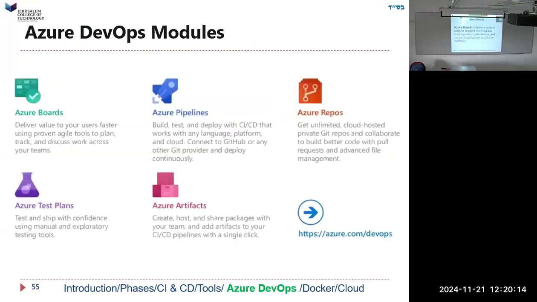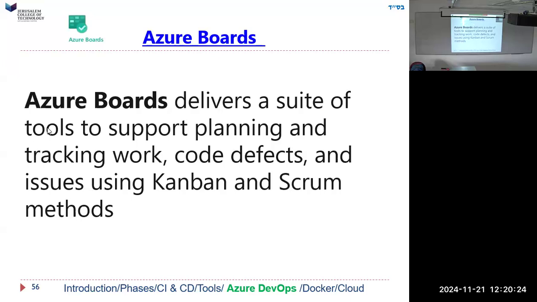So first, we're talking about Azure Boards. Deliver value to your users faster using proven agile tools to plan, track, and discuss work across your teams. Okay, sounds like advertising. Azure Boards delivers a suite of tools to support planning and tracking work, code, defects, and issues using Kanban and Scrum methods.